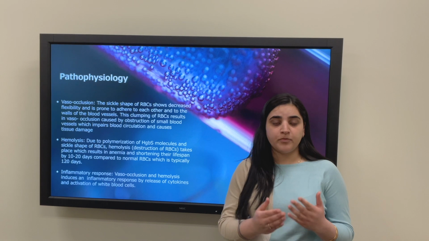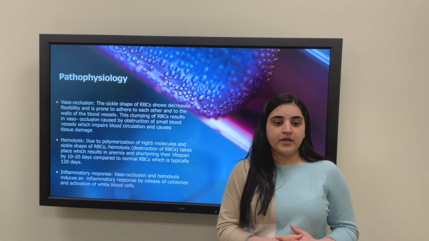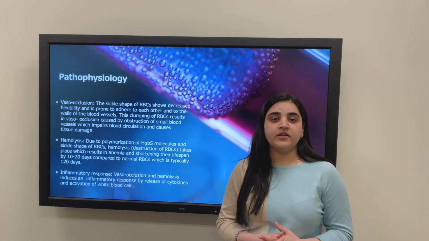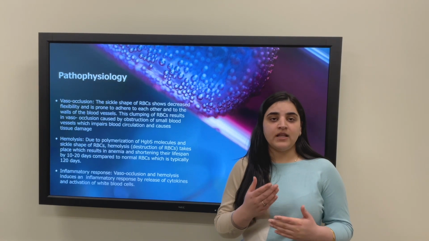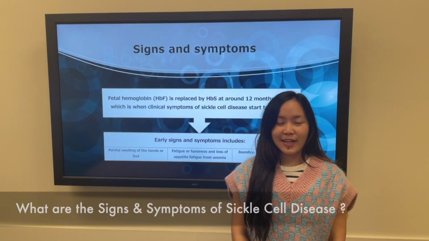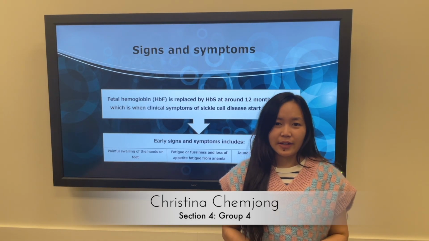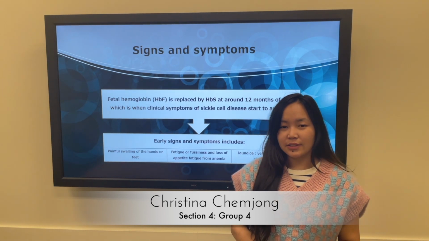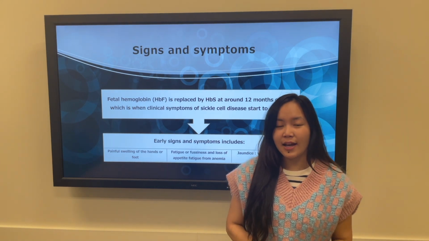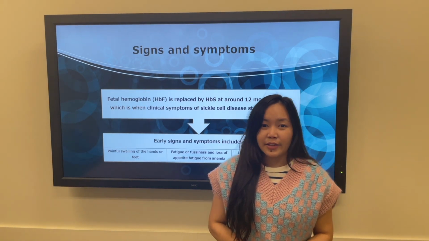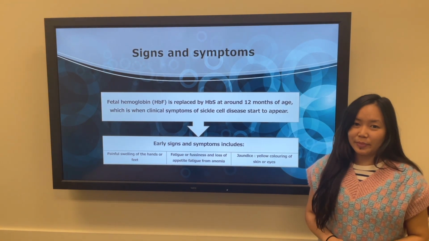After that, due to both processes of vaso-occlusion and hemolysis, there will be an inflammatory response by our body through the release of cytokines and the red blood cells to fight the infection, as our body has a defensive mechanism against it. Okay, let's discuss the signs and symptoms of sickle cell anemia. In sickle cell anemia, the fetal hemoglobin is not replaced by the sickle cell hemoglobin until around 12 months of age, or around 1 year of age. Therefore, the clinical signs and symptoms of sickle cell anemia don't start to appear before then.